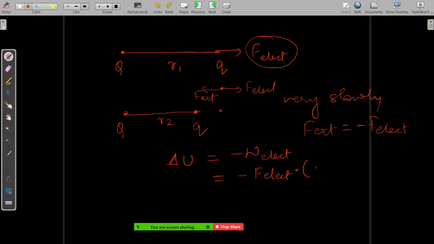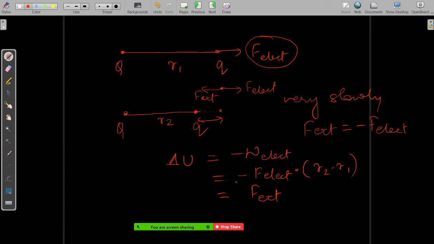In this case, it is R2 minus R1. No, force into displacement. Assume that external force. Forget about that. We are just referring to two different orientations, one at one distance, another at the other distance. A change in the orientation basically means some energy changes would have happened there.